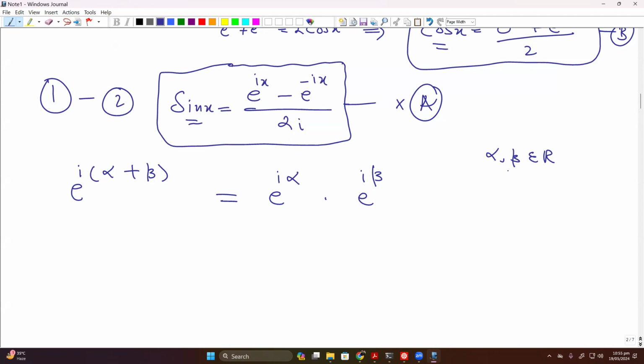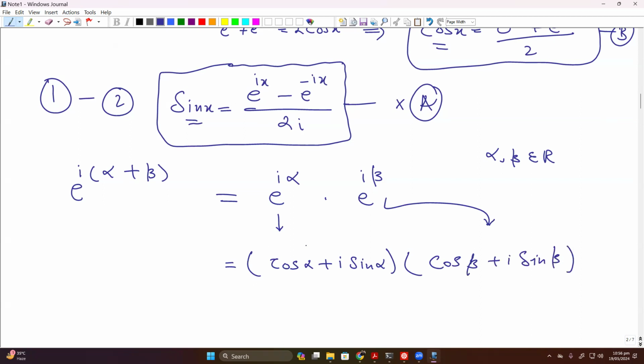If alpha and beta were matrices or operators, then there are certain restrictions. I have to consider the commutation relation and so on. But here alpha and beta are just real numbers, and I'm good to go with this scheme. So let's use this definition of the Euler's formula. I can write this as cos alpha plus iota sine alpha. And for the second one, this is cos beta plus iota sine beta. And let's carry this side as it is for a moment.